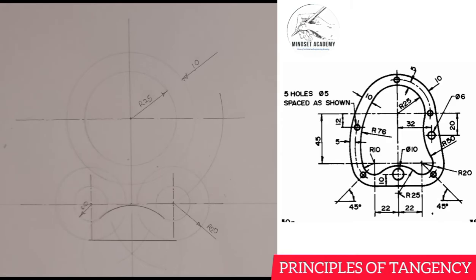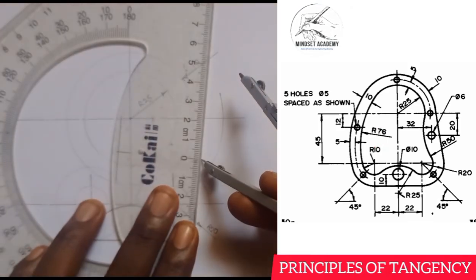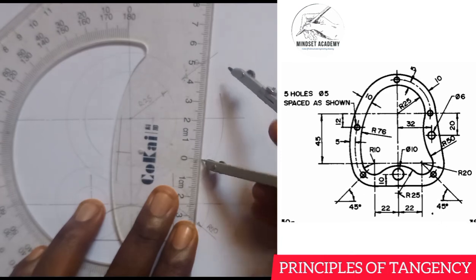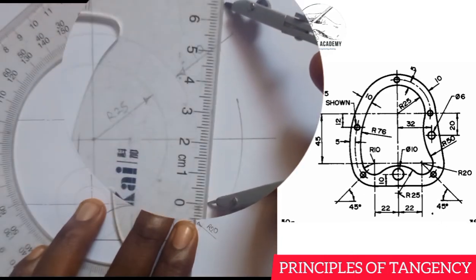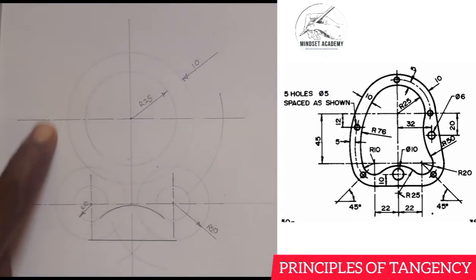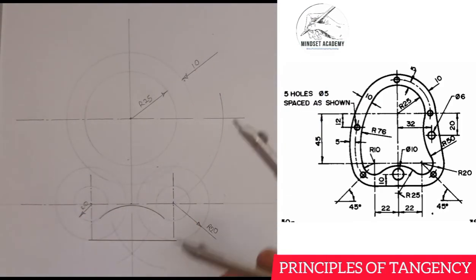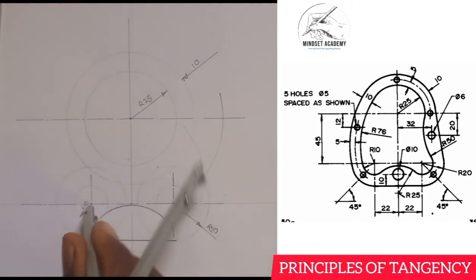The radius of this smaller circle here is 10. So 10 plus 76 will give us 66. I'm going to measure 66 again from 0, this is 60, 65, 66 here. Right? Because of this radius, I'm adding the radius to that bigger radius that my arrow is pointing. So I'll place it at the center also and strike another arc this way.